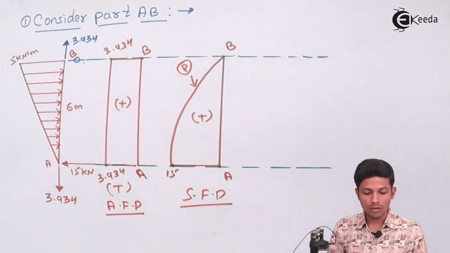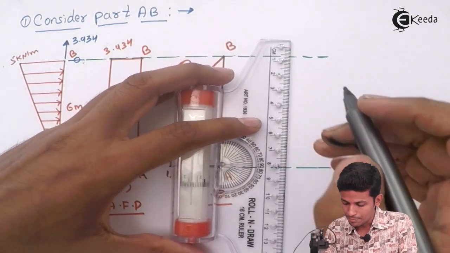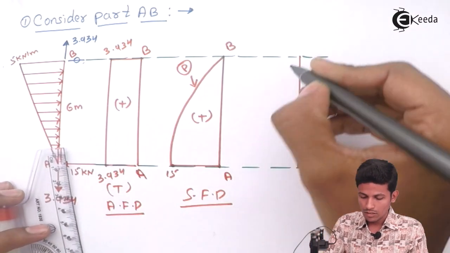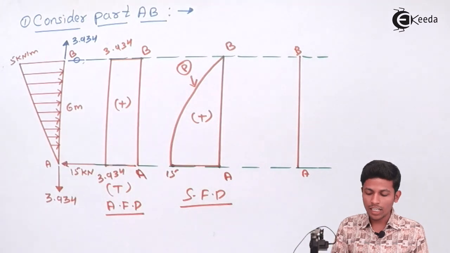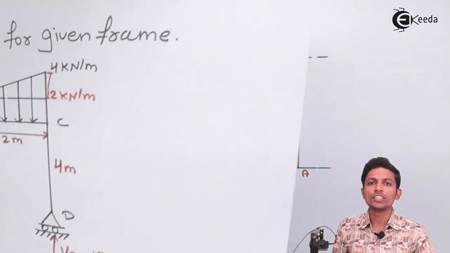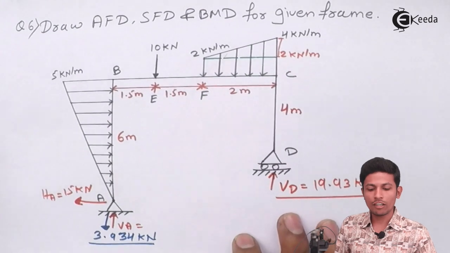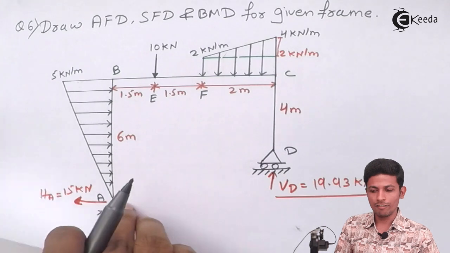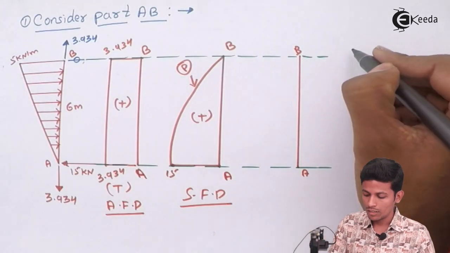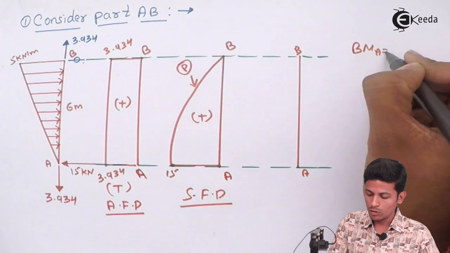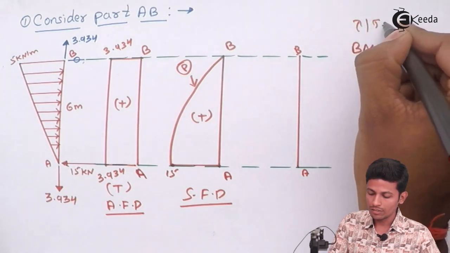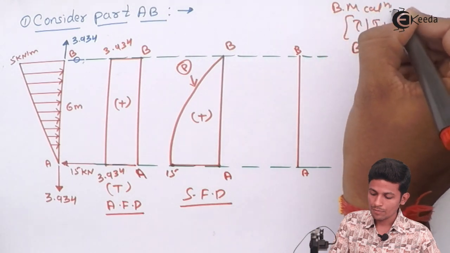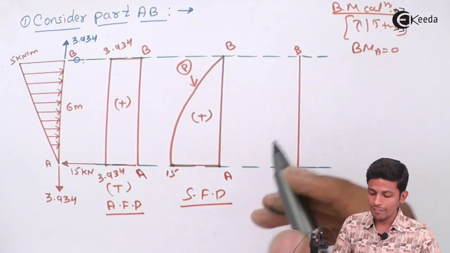Okay, now what about the bending moment diagram? Now draw the bending moment diagram. As I am explaining again and again, for the bending moment diagram always see the original figure. Now what is your original figure? Original figure is this. Now you are taking bending moment at A will be 0. Write it over here. Bending moment at A equal to 0. We are following this sign convention. Okay, bending moment at A will be 0.